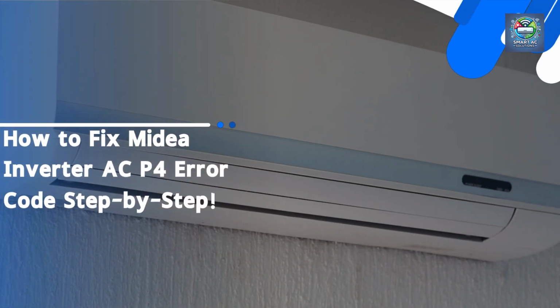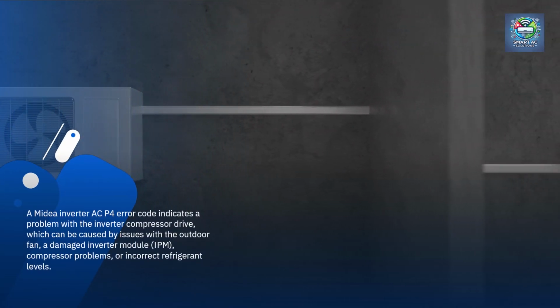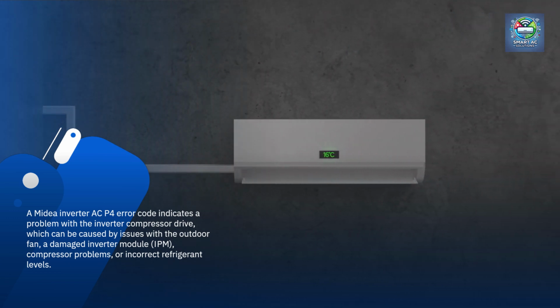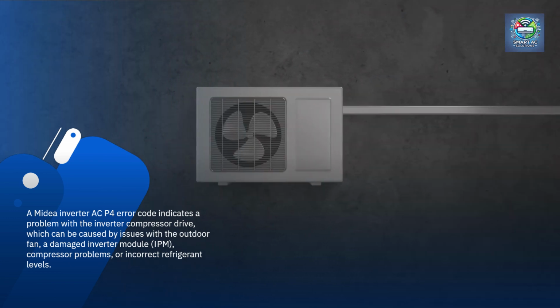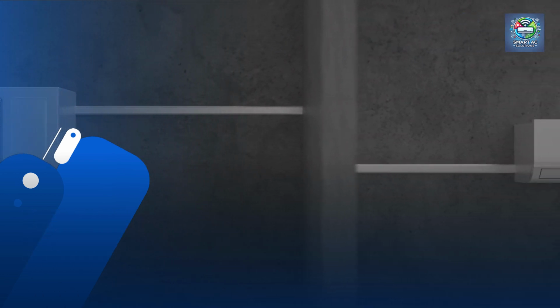How to fix Midea Inverter AC P4 error code step by step. A Midea Inverter AC P4 error code indicates a problem with the inverter compressor drive, which can be caused by issues with the outdoor fan, a damaged inverter module, IPM, compressor problems, or incorrect refrigerant levels.